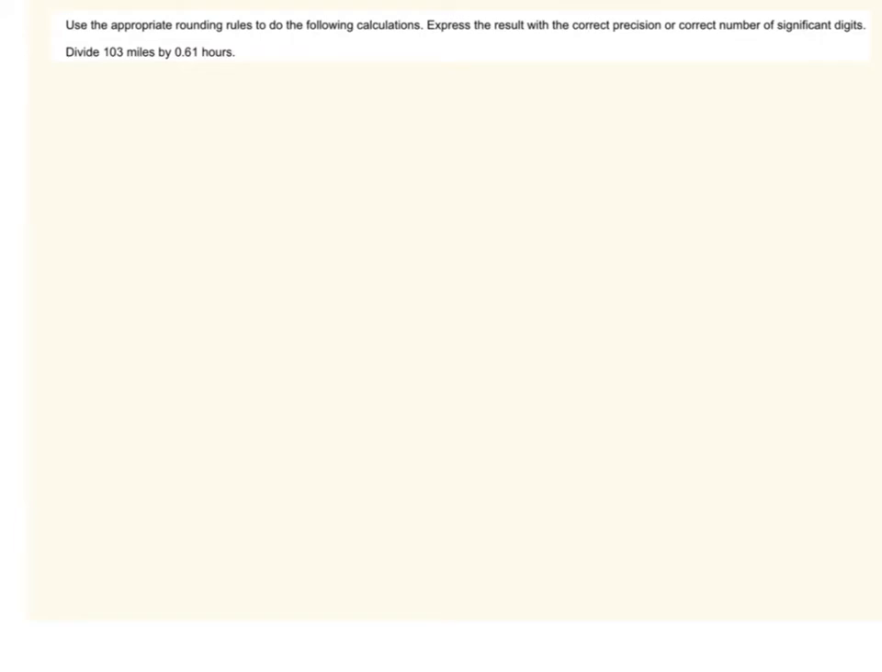Okay, here we have another problem sent in from one of your classmates, and it says use the approximate rounding rules to do the following calculations. Express the results with the correct precision or correct number of significant digits. So here's the problem. Divide 103 miles by 0.61 hours. So let's write this out.